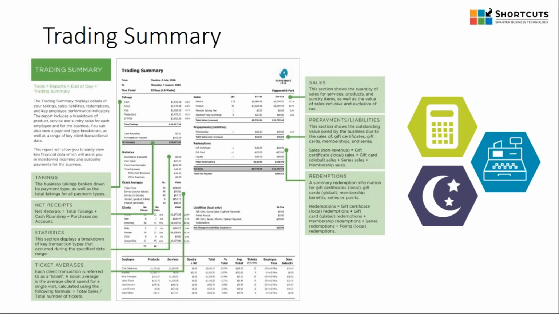So the first one we're going to take a look at is the trading summary, which I think most people generally use. The trading summary displays details of your take-in sales, liabilities, redemptions, and key employee performance indicators. The report includes a breakdown of product, service, and sundry sales for each employee and for the business. You can also view a payment type breakdown as well as a range of key client transactional data. This report will allow you to easily view key financial data, which will assist you in monitoring incoming and outgoing payments for the business.